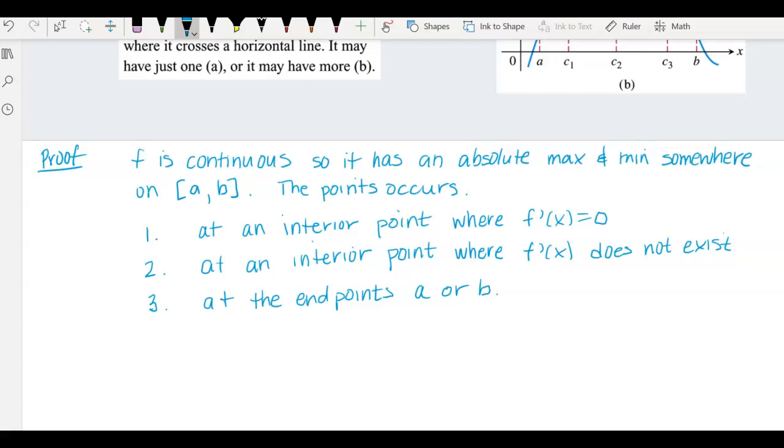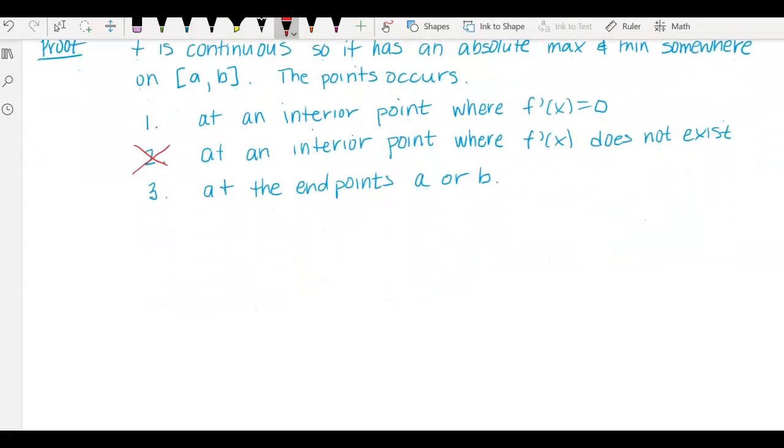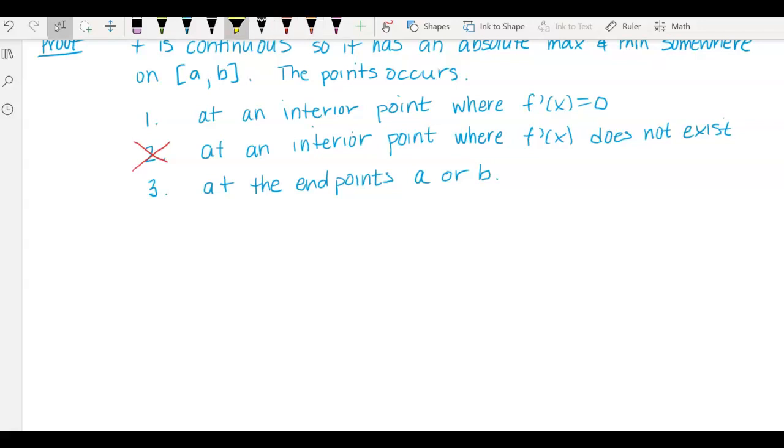We're assuming that the derivative can be taken everywhere in the interior point. That was one of the assumptions. We're assuming that this function is differentiable everywhere inside. So we're going to actually reject this option. We're not even considering functions that the derivative is undefined. So option 2 gets ruled out immediately. Let's look at option 1.